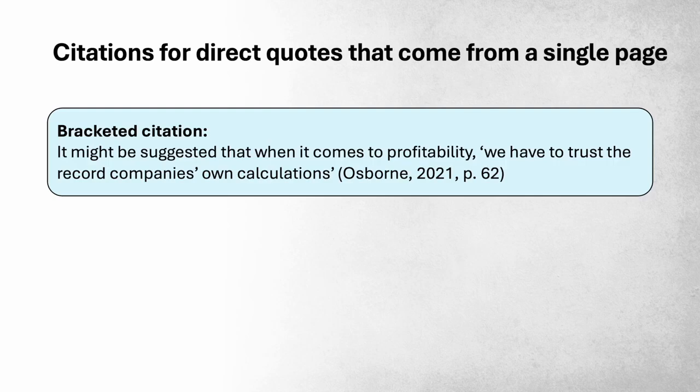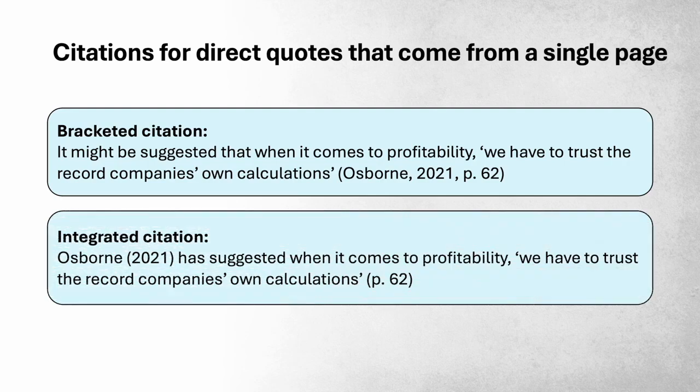Osborne is the author. The year the source was published is 2021, and the page number the quote has been taken from is 62. Here is an integrated citation. You can see we begin with the author, followed by the year in brackets, then the direct quote in single quote marks, and at the very end we have the page number that sandwiches everything in.